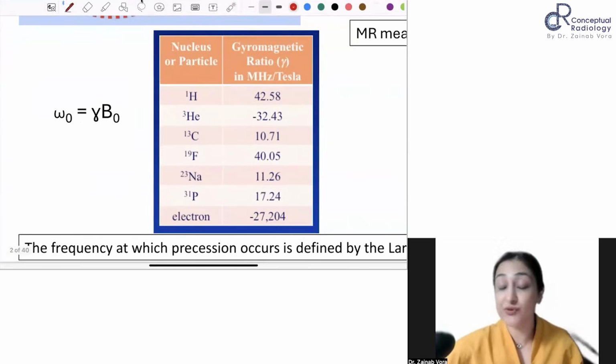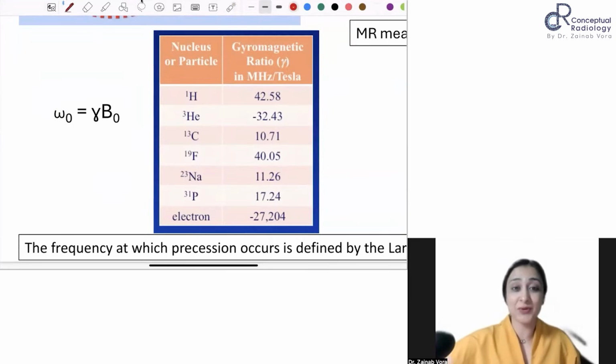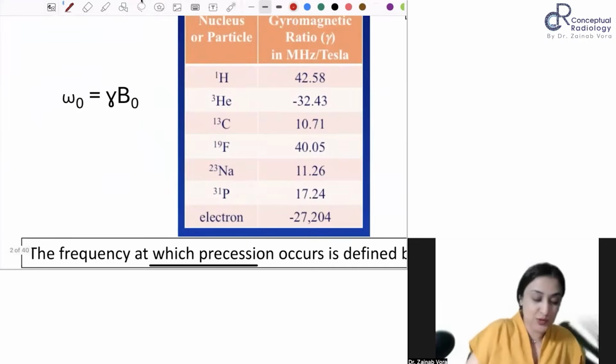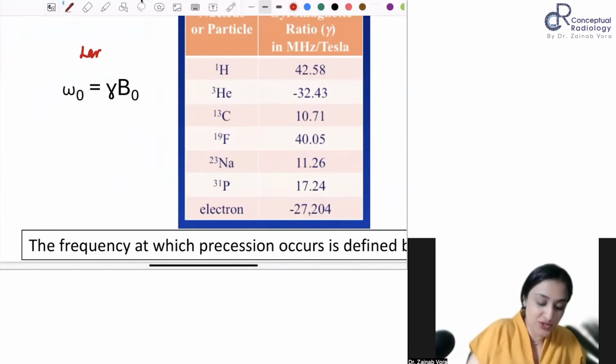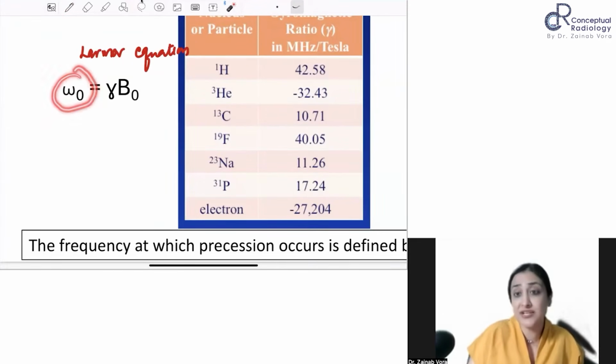Absolutely no contribution from your end. You have to type something, okay? So what is the Larmor's equation? So ये है Larmor's equation, which tells us about the precessional frequency.